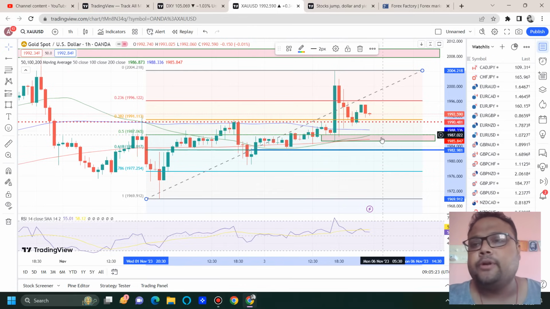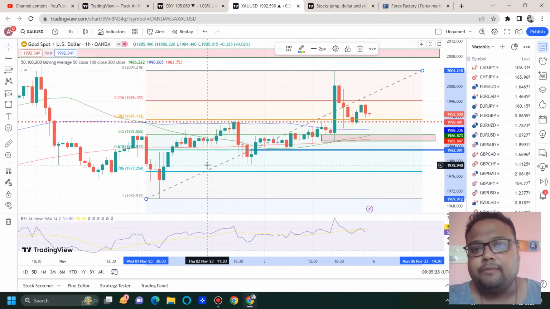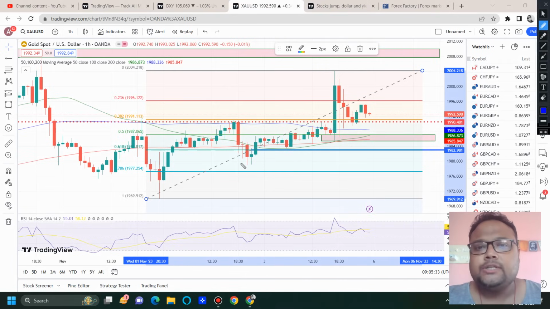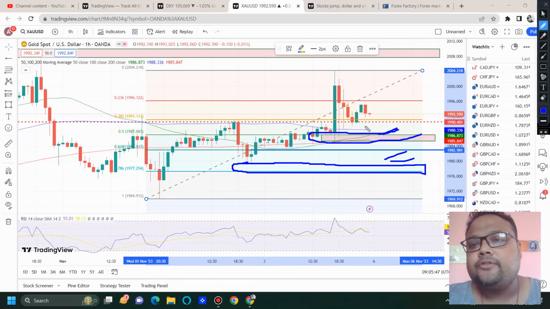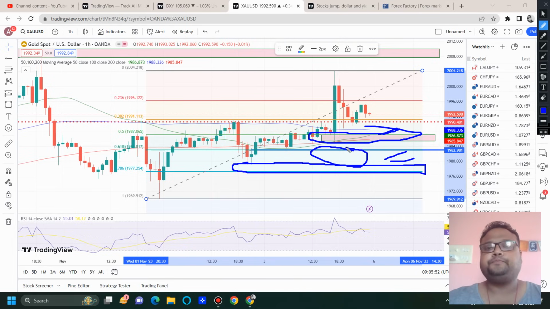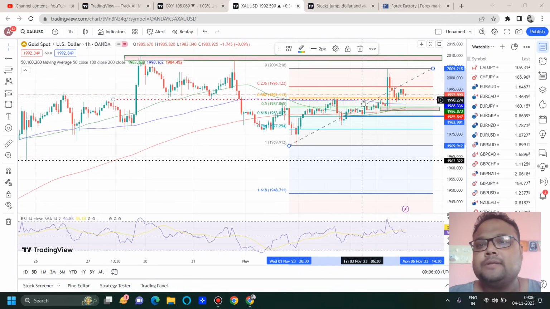The second support is around 1982 because we have the Fibo 61.8% retracement level, and the third support is around 1978 to 1976. I don't think we need to discuss 1978 to 1976 right now, because for the market to come down to this level, it will have to break these two levels first. So at first let's concentrate on these two levels only, 1985-87 and 1982. These are the two levels where you can expect a bounce of at least 40 pips. Okay, my favorite, 40 pips.